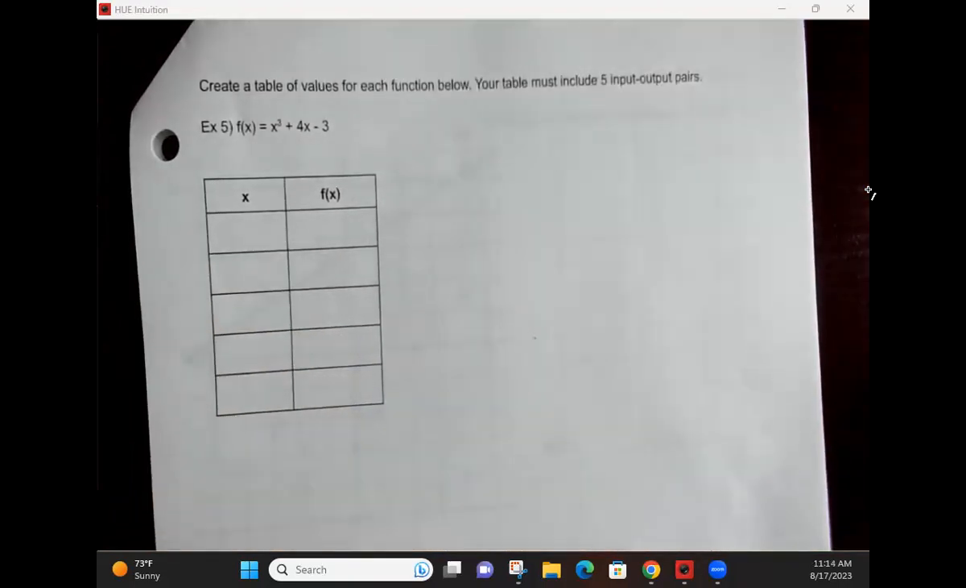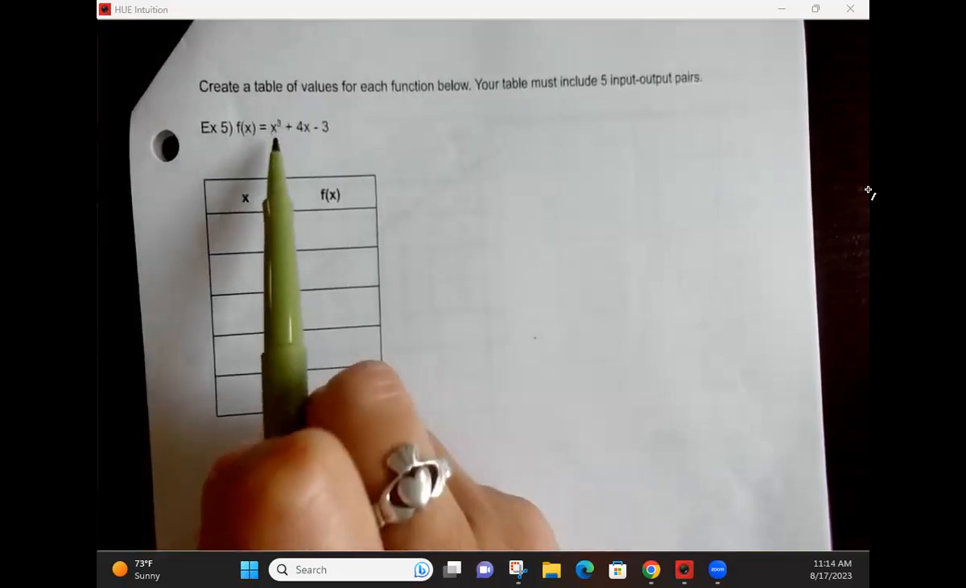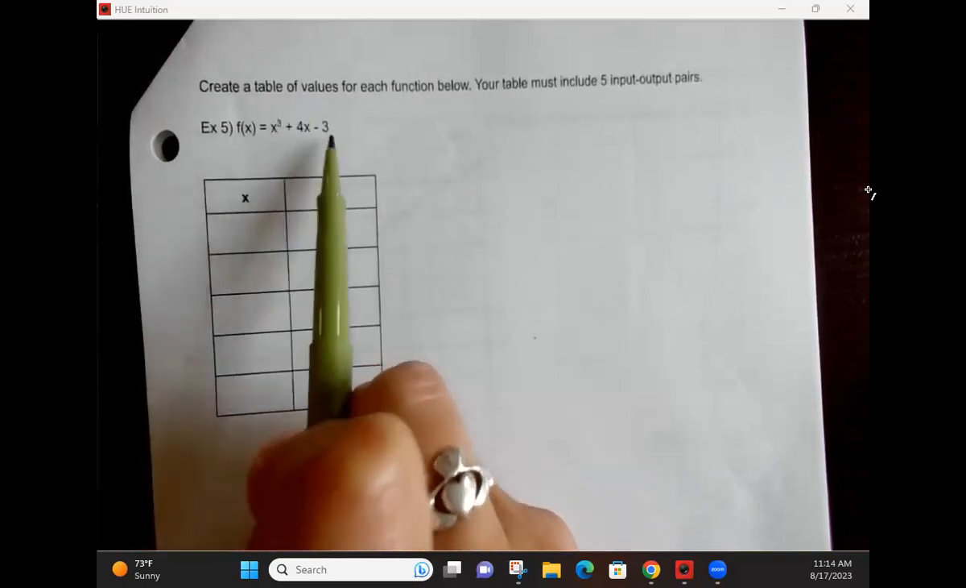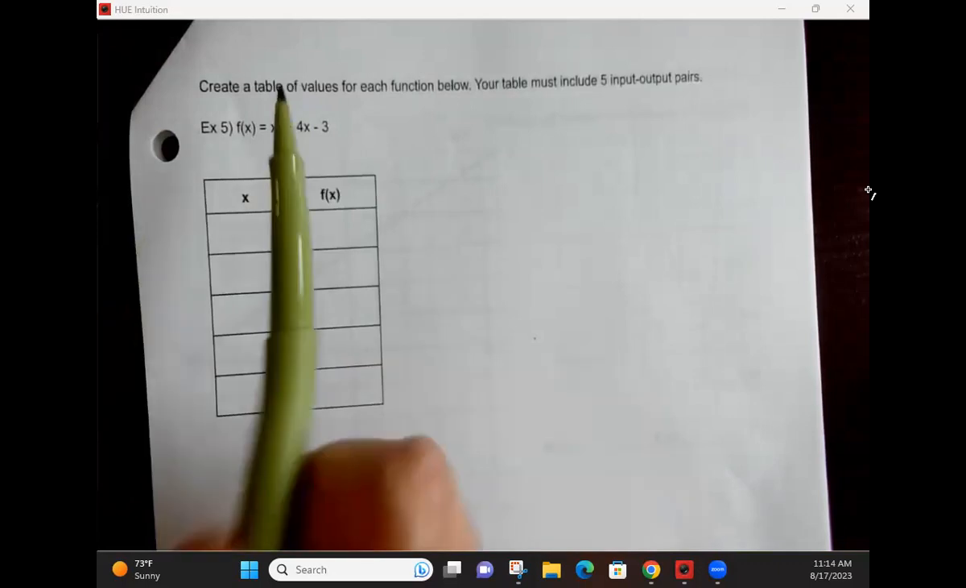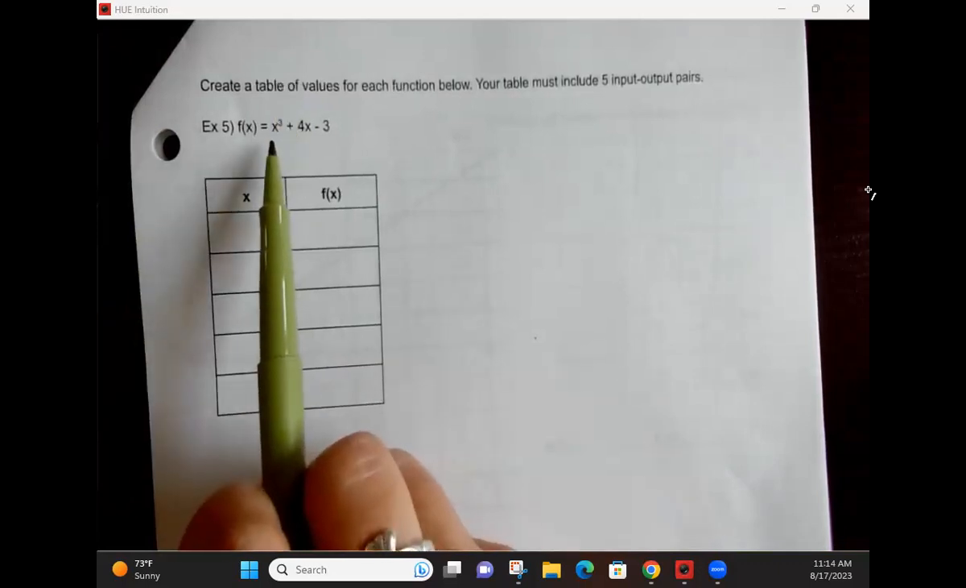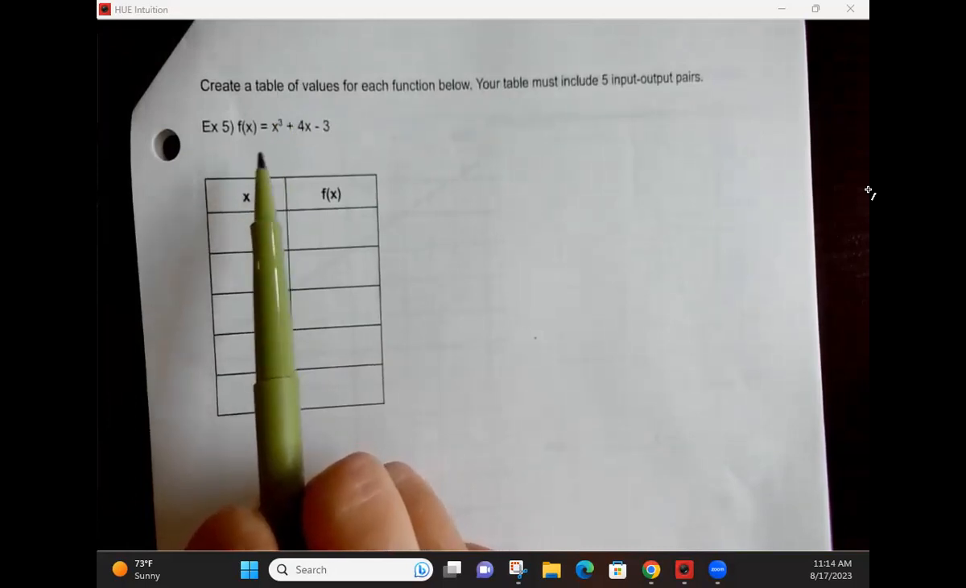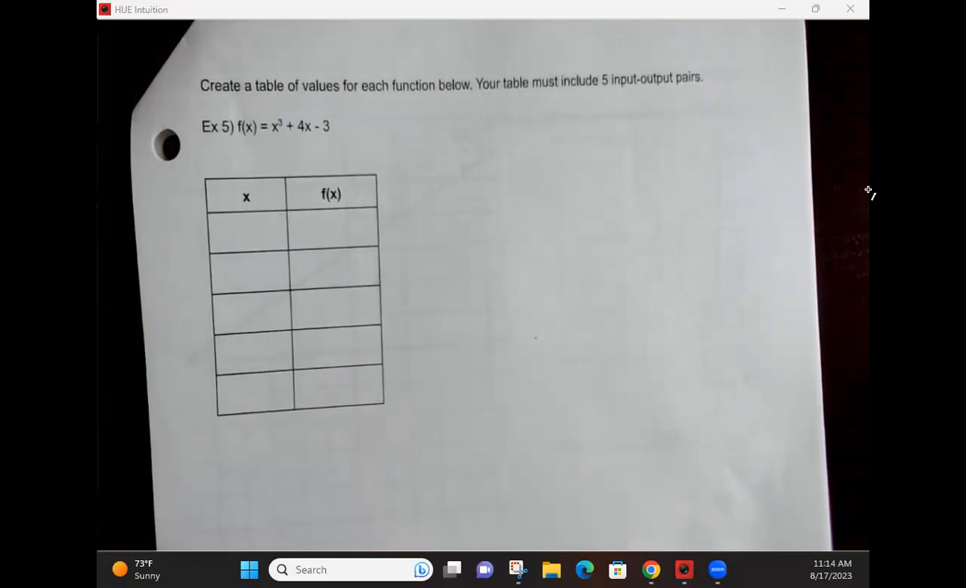Before I turn you loose though, I want to talk about what kind of X's it's okay to pick. Because we saw for our square root function, some of those X values were not okay. They didn't give me output values. So for example 5, x cubed plus 4x minus 3. Are there any X values that I cannot plug in here? Am I going to have any problems? No.